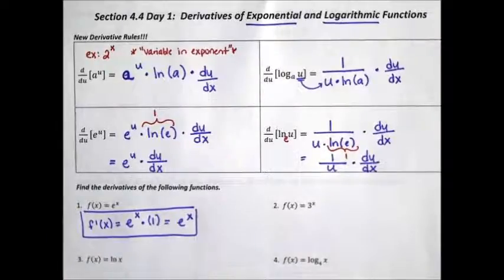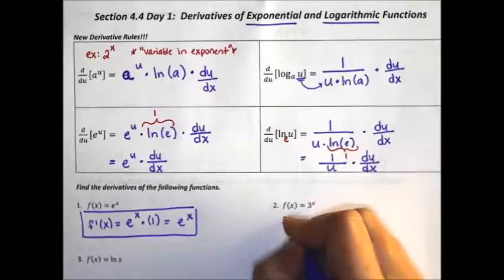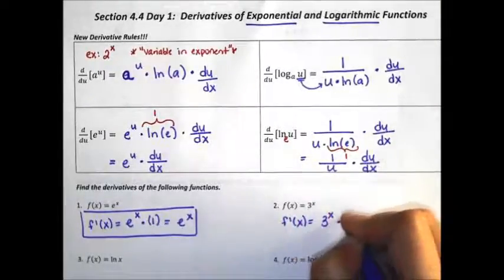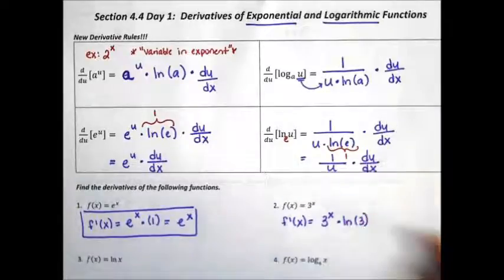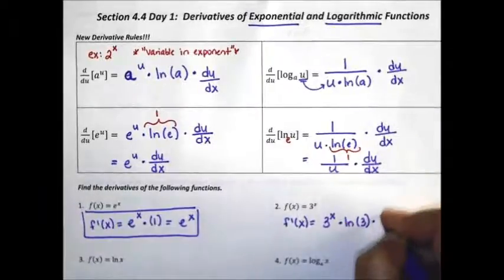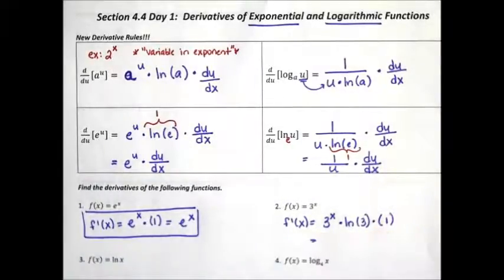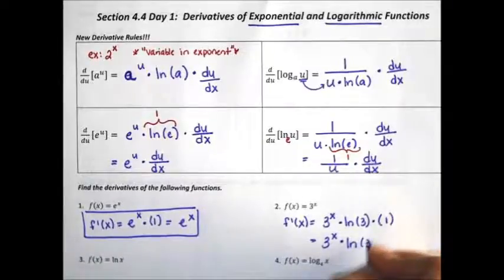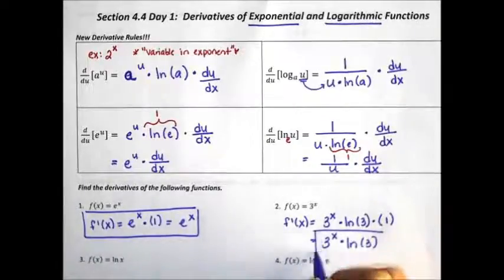Now if we look at a different base, like the base 3, the derivative here would be 3 to the x times the natural log of the base times the derivative of the stuff, which is a 1, because the derivative of x would just be 1. So your final answer would be 3 to the x times the natural log of 3.